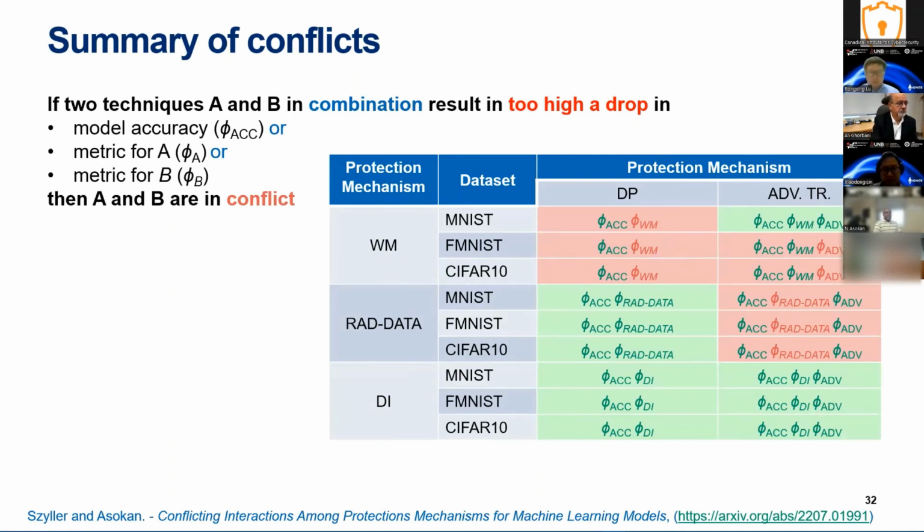You can see that dataset inference is doing fine, with the caveat that I told you before: even though it doesn't seem to conflict with anything, it has this false positive problem. But for the other techniques like watermarking, if you combine it with differential privacy, then watermarking effectiveness suffers. If you combine it with adversarial training, then the adversarial training effectiveness suffers. Right? So we are just scratching the tip of the iceberg.